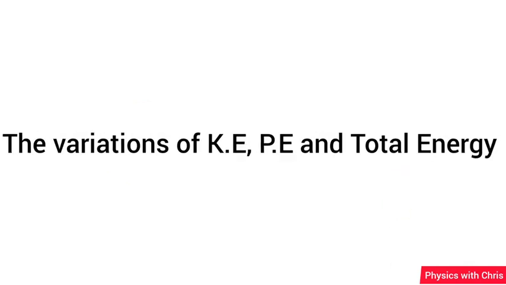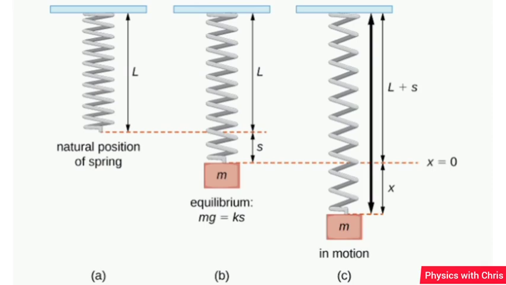And today's lesson is about the variation of potential energy, kinetic energy, and total energy of a system in simple harmonic motion. How does it vary with displacement and time? So that's what I'll be taking my time to look at and explain in this particular video.